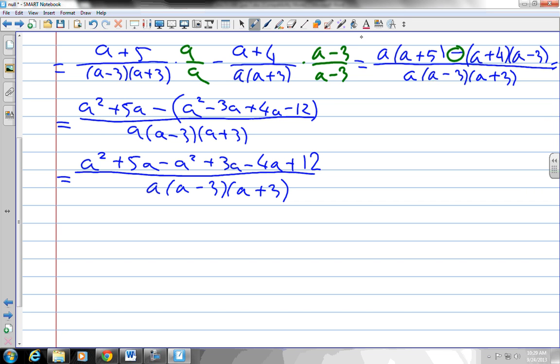So, are we happy up to this point? How we got to here? So what can I do now in that numerator? Yeah, what can I cancel? The a squareds are gone. Now, if I combine like terms, how many a's do I have? It's 5a plus 3a minus 4a, 4a plus 12, over this: a times a minus 3 times a plus 3.